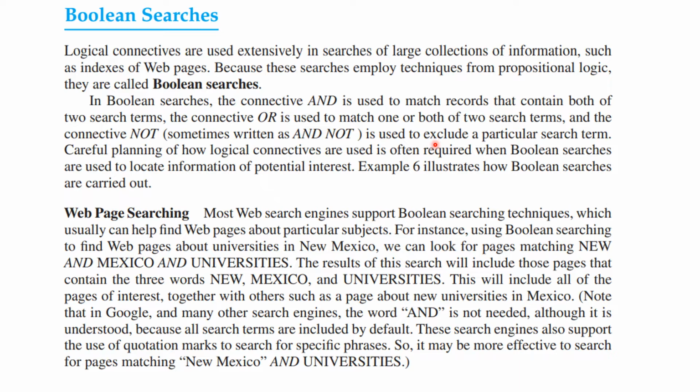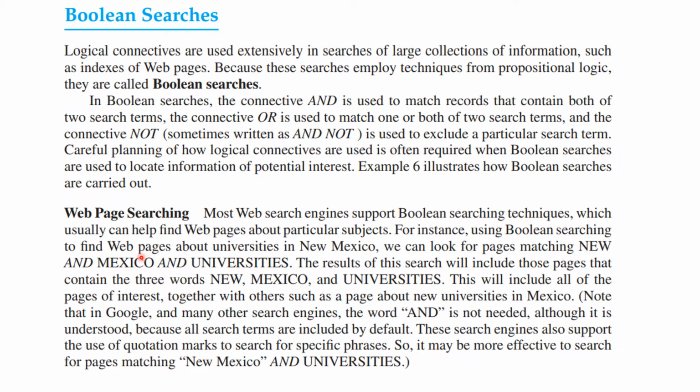Careful planning of how logical connectives are used is often required when Boolean searches are used to locate information of potential interest. So let's look at some examples. Most web search engines support these searching techniques, and that can help us find web pages about subjects. So for example, here we're going to want to find web pages about universities in New Mexico. We can look for pages matching New and Mexico and universities. The results of this search will include those pages that contain these three words: New, Mexico, and universities.